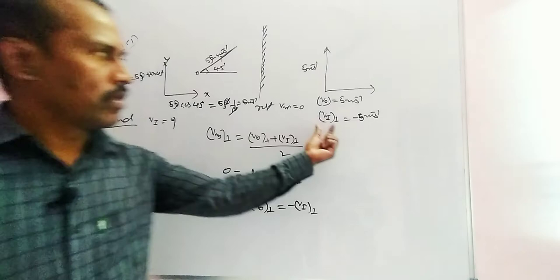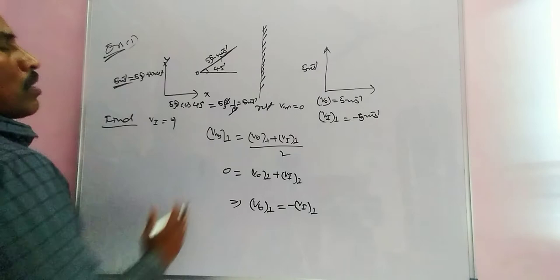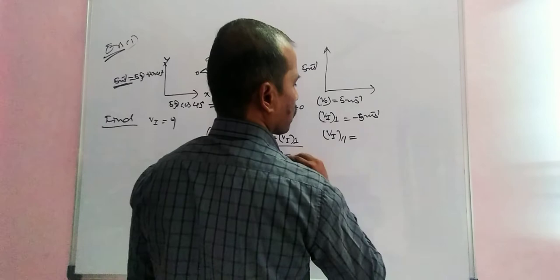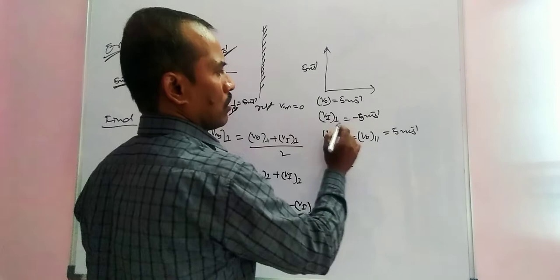Okay, this is the velocity of the image, this one is the velocity of the object, with negative values and positive values. So the velocity of the image parallel to the mirror is equal to the velocity of the object parallel to the mirror, that is 5 meter per second. So the velocity of the image has an x direction component and a y direction component. This is the y direction, this one here the x direction.